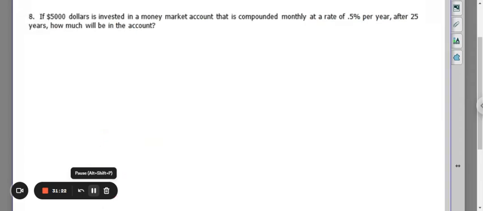All right, 8. So we have the initial amount, compounded monthly at the rate of that, and t is 25. If they ever give you the number of years, know that you're going to have every single piece of the problem and just have to come up with your final answer.